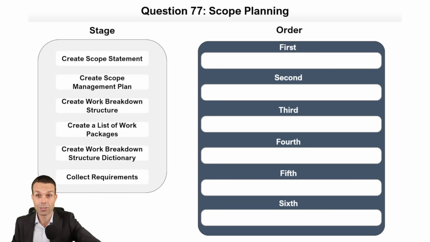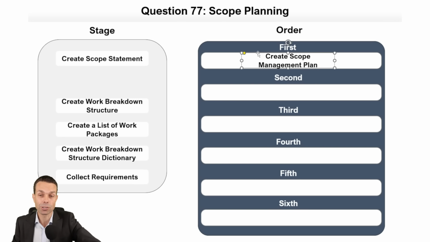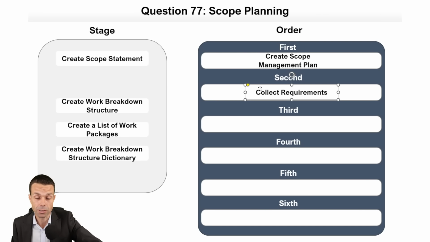First thing we always do in any situation is create our plan for how we're going to manage it. So we create our scope management plan. Now, the next thing we need to do is collect the requirements, or elicit or gather the requirements from our stakeholders or customers, so that we know what they want and what we need to deliver. Then we need to, what do we need to do next? Create the scope statement. That's the high level statement with a list of high level features.